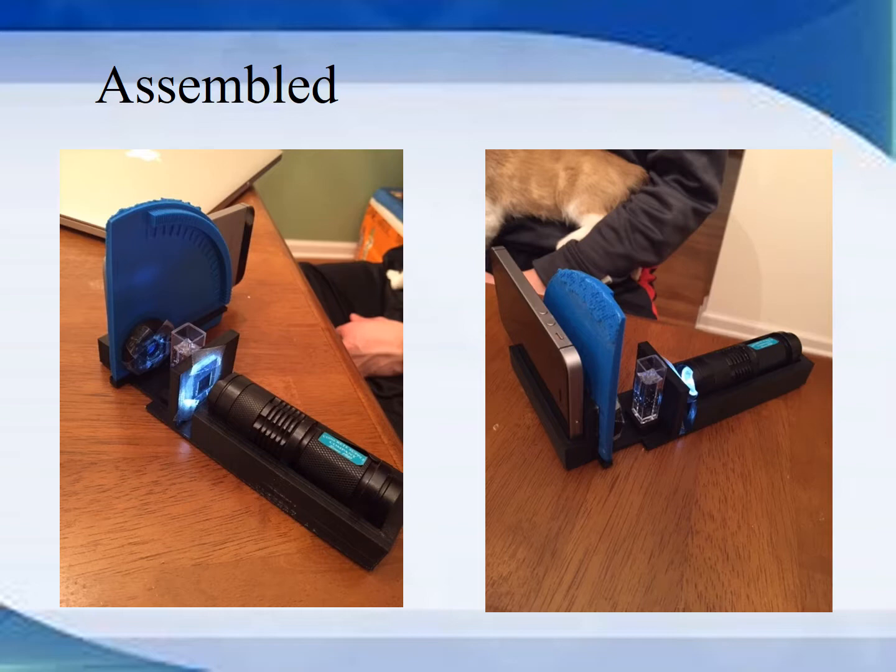So here's our assembled device. As you can see, the flashlight light goes through the horizontal polarizer, through the cuvette of the optically active solution, and then through the rotating polarizer, and then the phone's at the other end ready to take a picture of it.